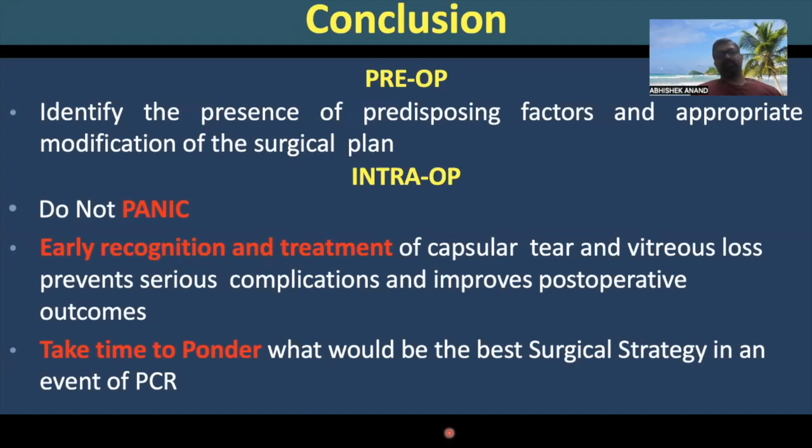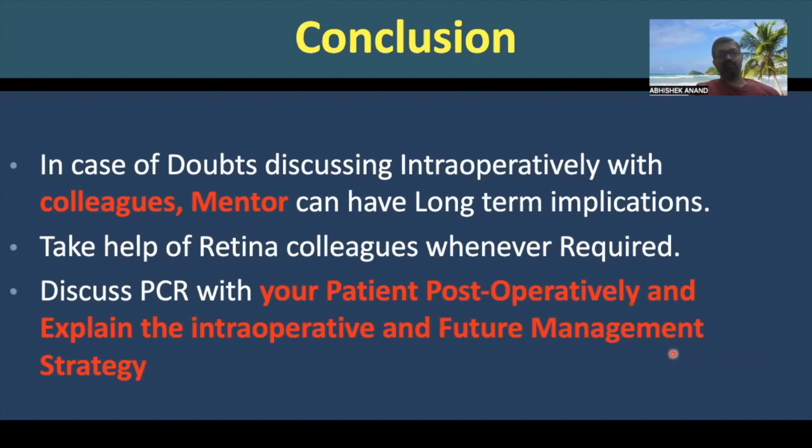So, to conclude my talk, identify the presence of predisposing factors and make appropriate modification of the surgical plan. Be ready for it. Whenever it happens, do not panic. Early recognition and treatment of capsular tear and vitreous loss prevents serious complications and improves postoperative outcomes. Always take time to ponder what will be the best surgical strategy in an event of PCR. In case of doubts, discussing intraoperatively with colleagues and mentors can have long-term implications for the successful outcome of the surgery. Take help of retina colleagues whenever required.